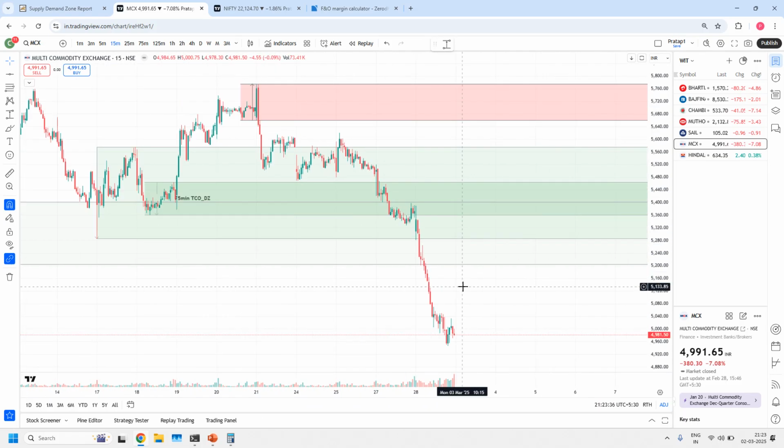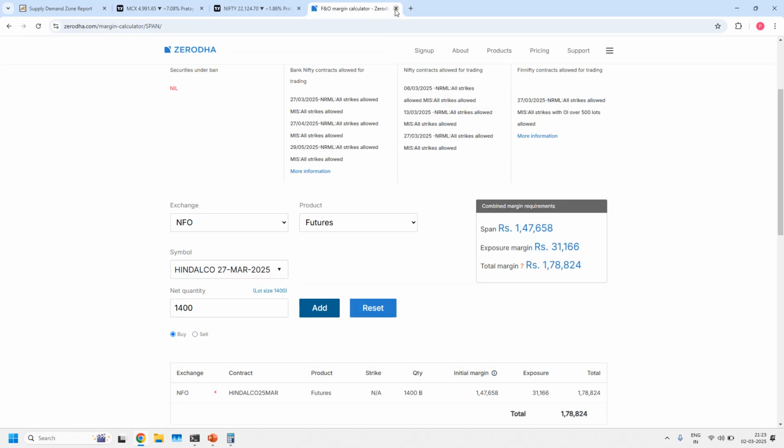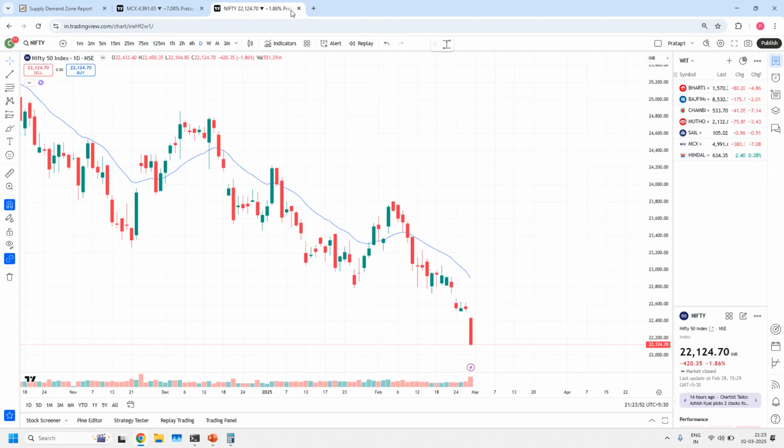Okay, this is the performance analysis of the zones we identified during last weekend. Hope you understand its power. Okay, now let us generate bearish trade setups and we will see the analysis.